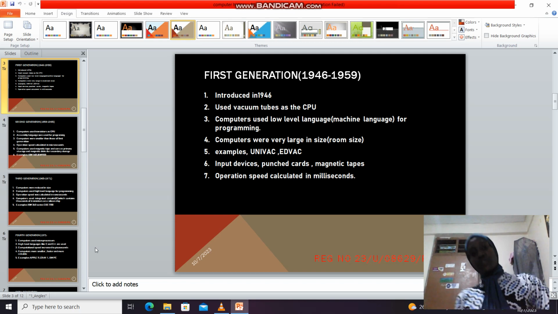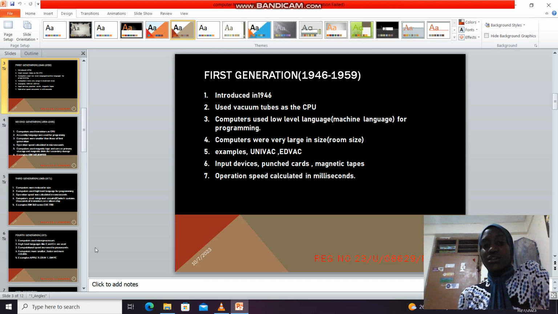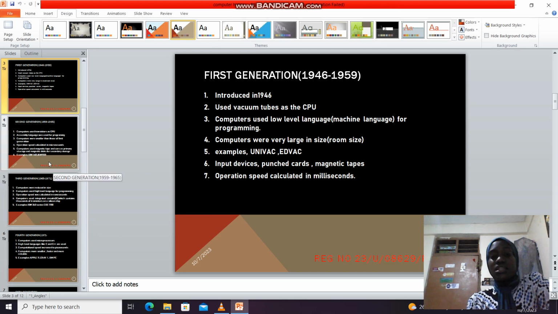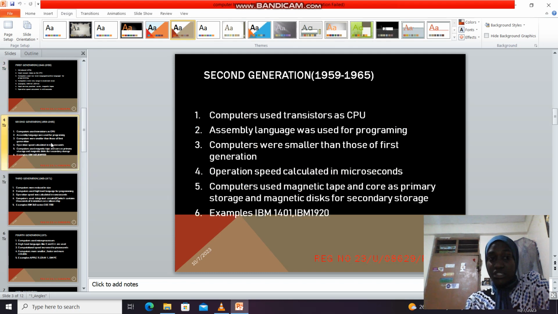Meaning, if you wanted to use a computer in the first generation, you could go to the place where the computer is, but you couldn't have it at your home. You could go to where the computer was built, and you can access it. Examples of these computers were the UNIVAC, the EDVAC, the ENIAC, and the input devices like the punched cards and magnetic tapes. The operation speed of these computers in the first generation was calculated in milliseconds. That is to say, the computers were very slow.